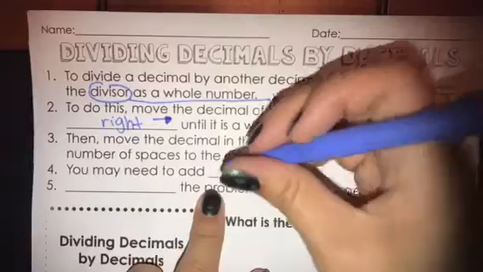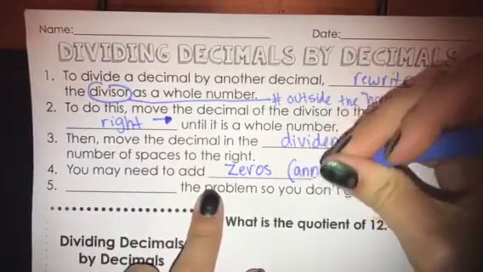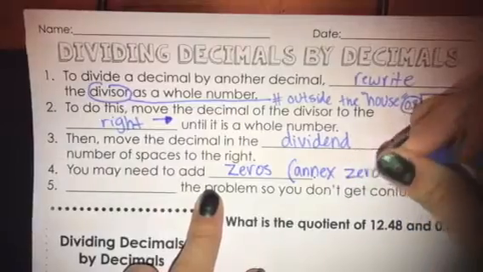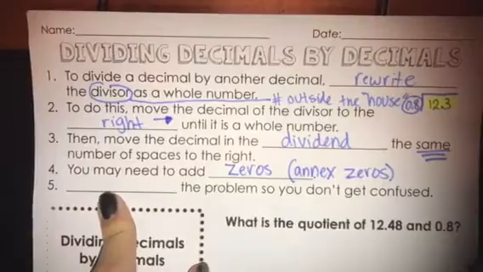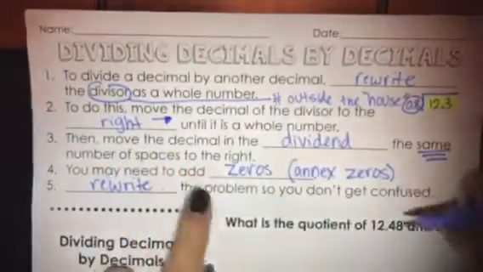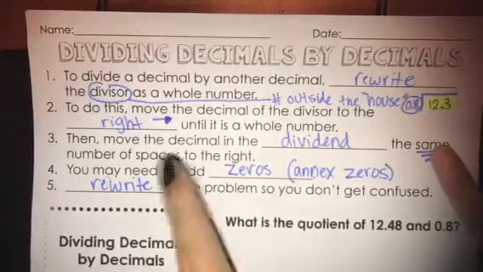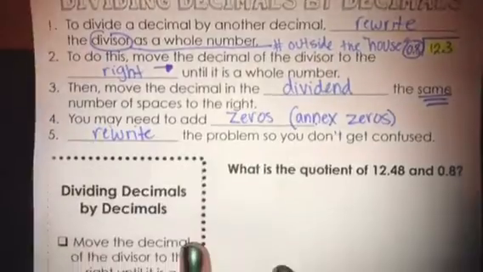You may need to add zeros or annex zeros in order for your numbers to make sense. And number 5, make sure when you rewrite the problem that you have followed these steps so you don't get confused and your answer will be correct. All right, I'm gonna scoot on down.